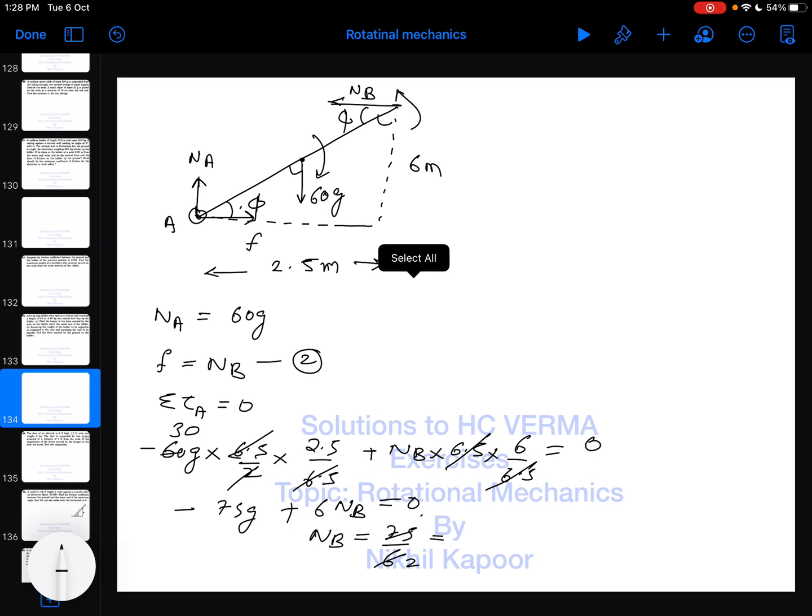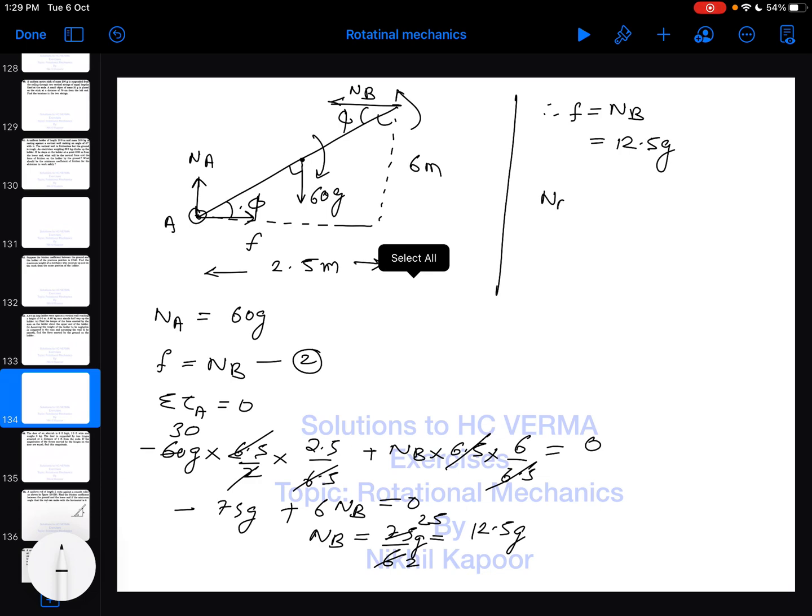Now 3 2s are 6 and 3 25s are 12.5. So value of this comes out to be 12.5, and g remains as it is, NB. So frictional force will also be 12.5 into g. Therefore I can say here the frictional force is equal to NB, and as the value of NB is 12.5g, this will be 12.5g. So NA and the frictional force are the two forces exerted by the ground on the ladder.